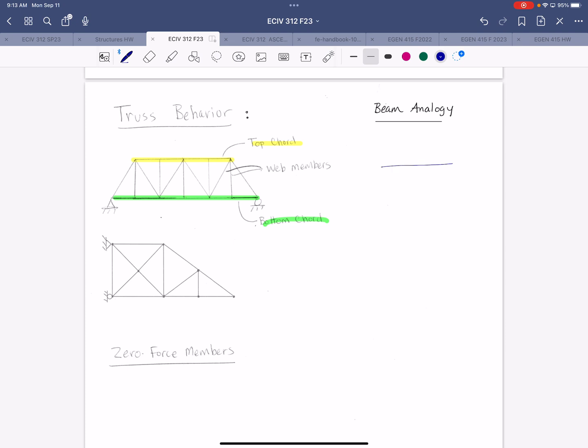Now this truss example is simply supported. You have a pin on one end and a roller on the other. So a beam analogy would be a simply supported beam. If we have a load acting downward on this truss, that's similar to a load acting downward on a beam, simply supported. That beam would deflect like this, where you would have tension in the bottom fibers and compression in the top fibers. Similar to that beam, your bottom chord will be in tension, and your top chord will be in compression.